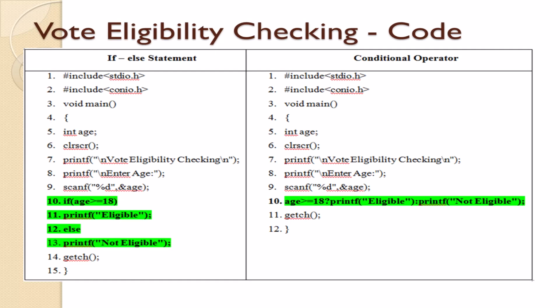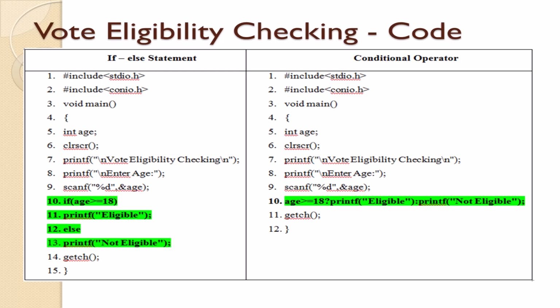Here's the code. Here in this slide you can see the table where there are two columns. The left column contains the program using the if-else statement to check vote eligibility, and the right side column has the program using the conditional operator to check the vote eligibility. So first, the if-else statement logic. You can see that in the if-else statement logic we have 15 lines of code where the actual core logic lines are highlighted. The line numbers 10, 11, 12, 13 are the core logic of the program.